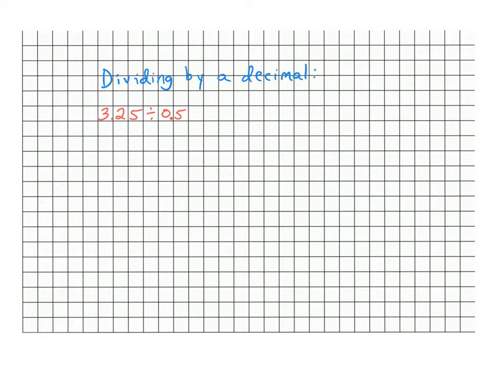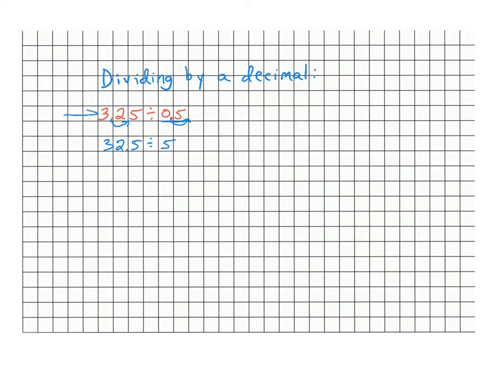In order to do that, I'm going to change this problem slightly. I'm going to take the divisor and make it a whole number. In order to do that, I'm going to move the decimal point 1 spot to the right. If I do that in the divisor, I have to do the same thing in the quotient. I'm going to move that decimal point 1 spot to the right. So really, what I now have is the problem 32.5 divided by just 5.